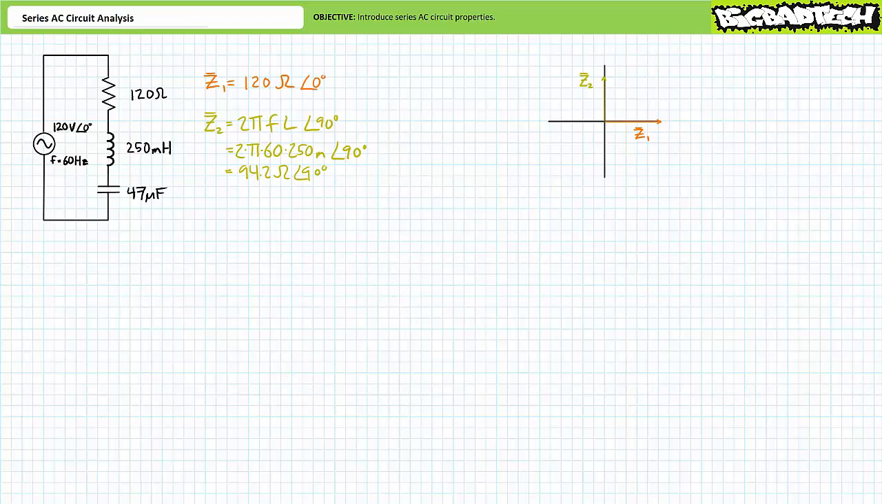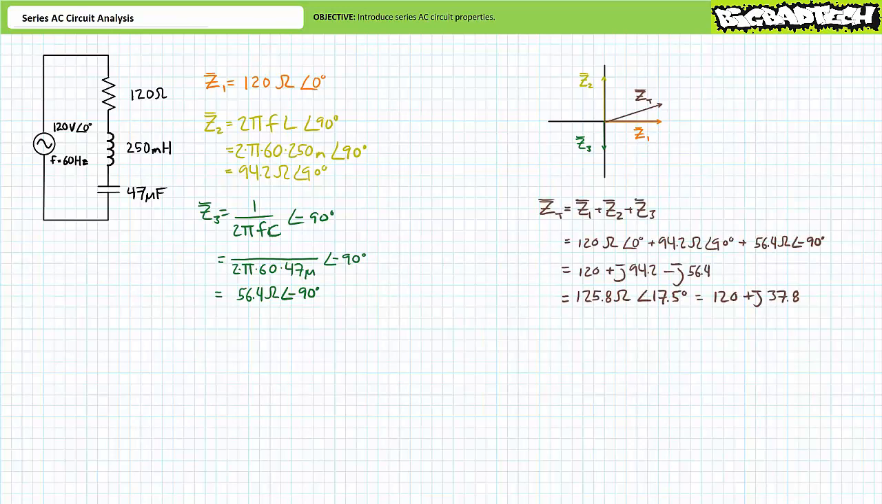The complex impedance of the 47 microfarad capacitor at an excitation frequency of 60 Hz is roughly 56.4 ohms at an angle of negative 90 degrees. Let's call this impedance Z3. Illustrated on a plot of complex impedance, Z3 has a magnitude of 56.4 ohms, only it's pointed entirely in the vertical negative imaginary direction. The AC voltage source sees a total impedance equal to the summation of these three series elements. Total impedance ZT equals Z1 plus Z2 plus Z3. Substituting in our given values yields a total impedance of 125.8 ohms at an angle of 17.5 degrees. If you wanted to, you could calculate or express this using rectangular format as 120 plus j37.8.